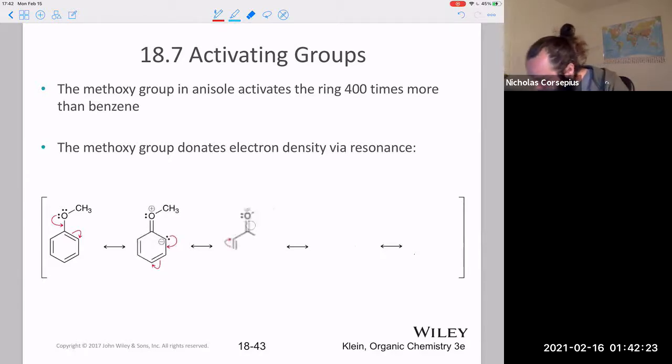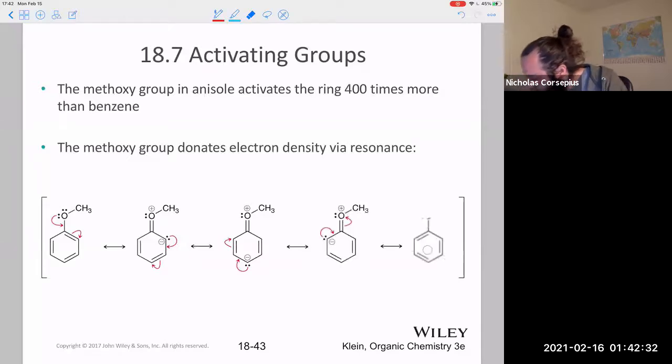Again, each one of these successive resonance contributors is just going to be bouncing that negative charge around the ring, stabilizing it through resonance before it eventually makes its way back, and I get my starting structure again. So why would this electron donating to the ring make it more likely to undergo an electrophilic aromatic substitution? If you just think about it simply, you're pushing electron density into the ring, right? That can be sort of visualized by this negative charge that we have bouncing around.